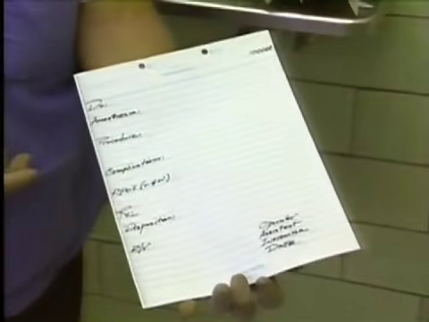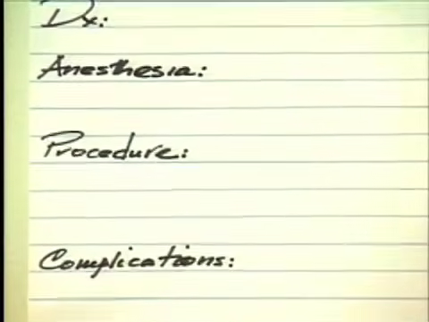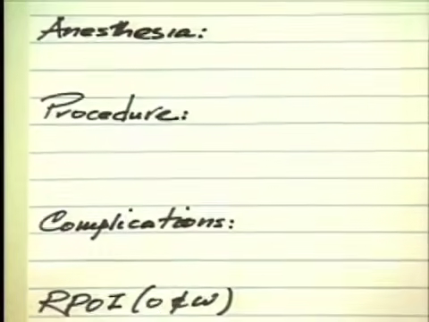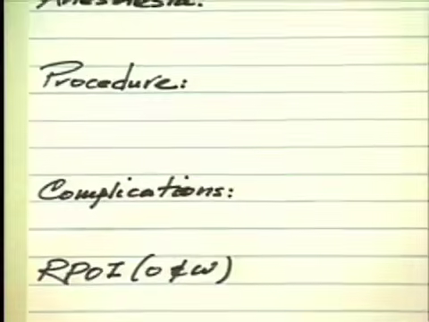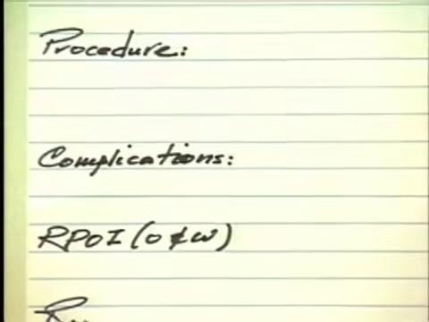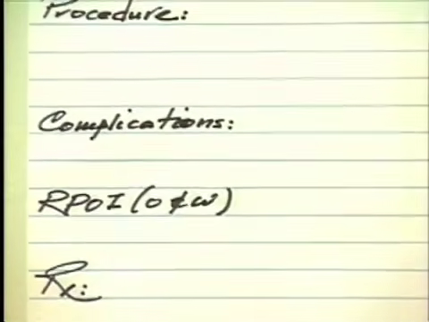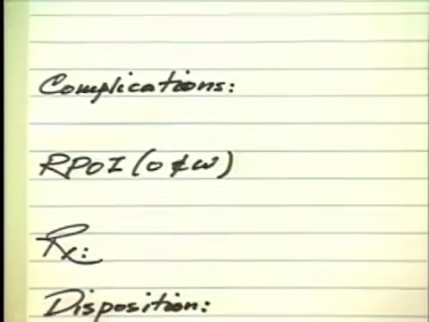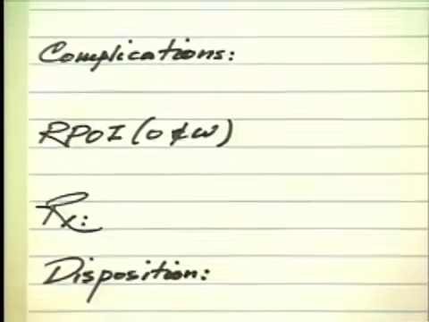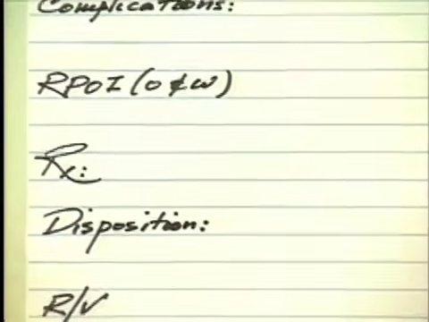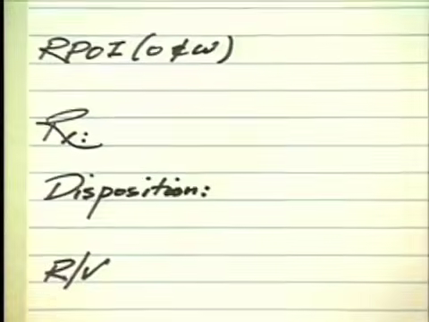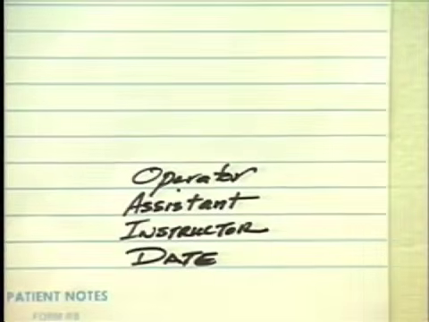Following the procedure, the patient notes will document the diagnosis, the anesthesia, the procedure, complications, if any, postoperative instructions, any medication prescribed to the patient, the disposition of the patient on discharge, and revisit as needed. This must require a signature of the instructor and will be dated.